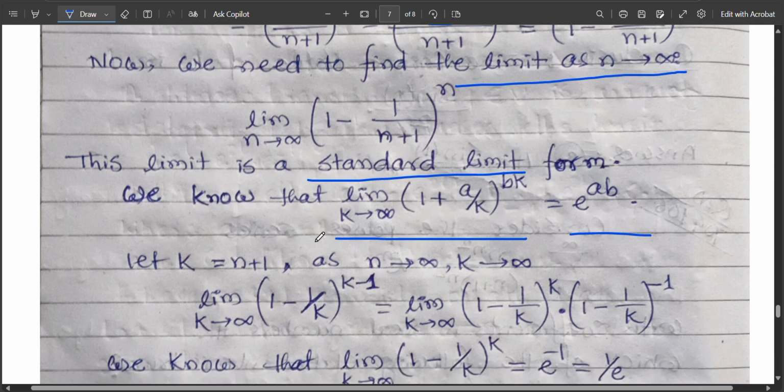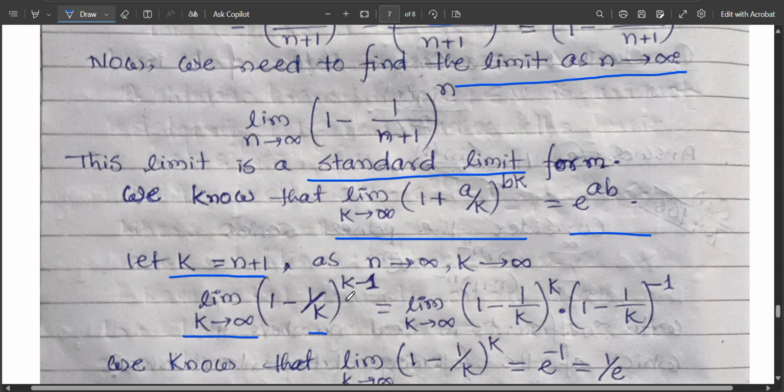So what they are doing here is taking k equal to n plus 1. So in place of n plus 1, we are taking k. Since n tends to infinity, n plus 1 will also tend to infinity, so k tends to infinity. And in place of n, k minus 1 will come. As n tends to infinity, k will also tend to infinity. So this is the value.